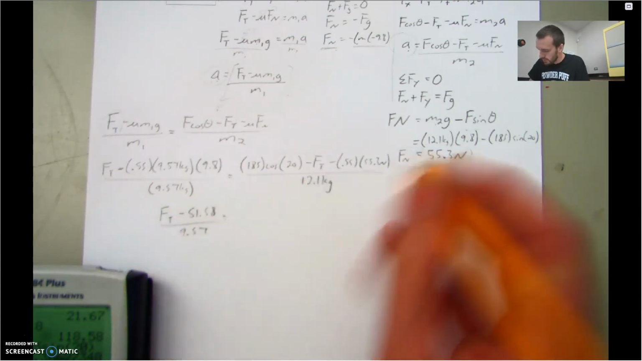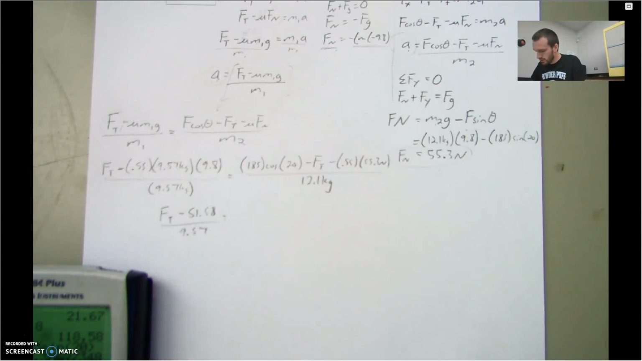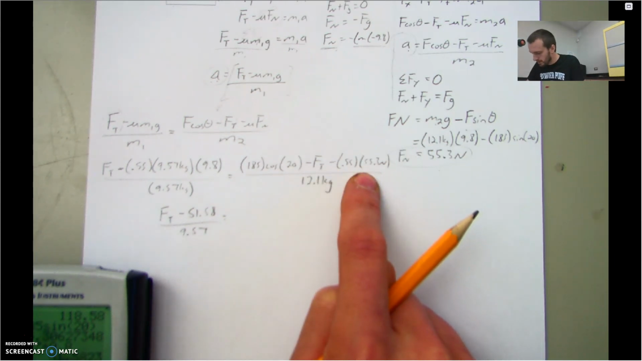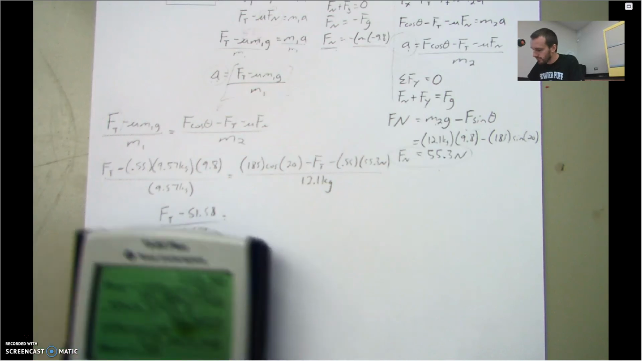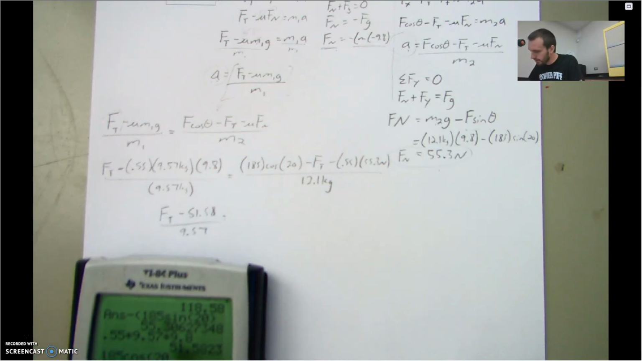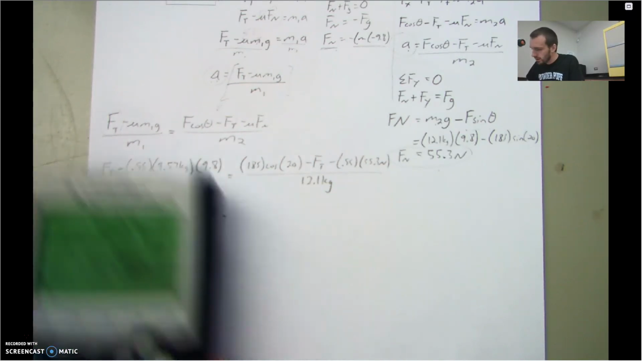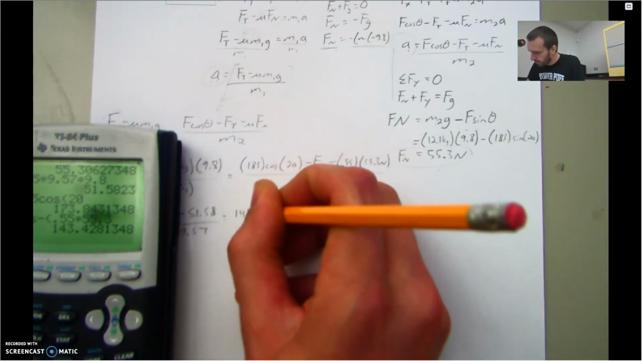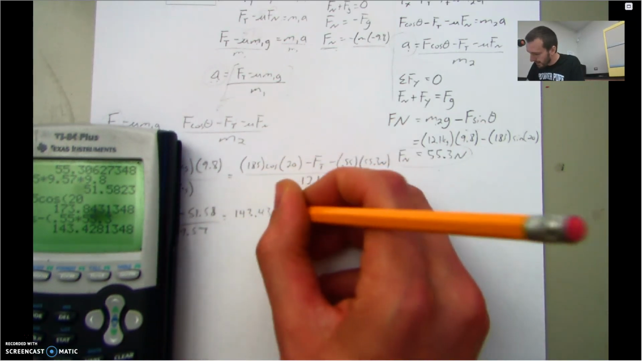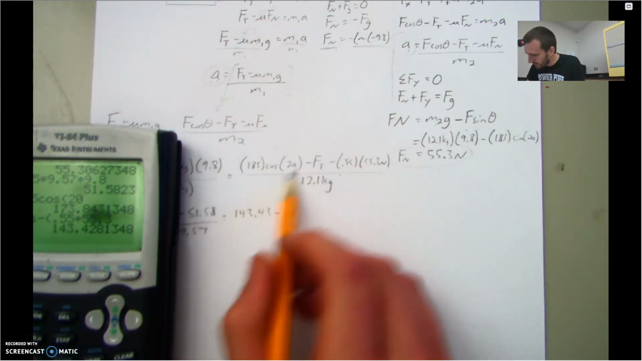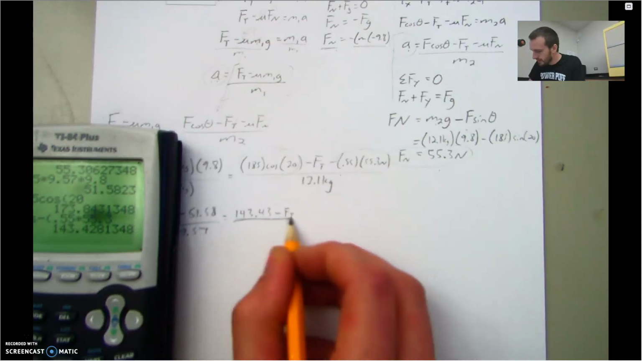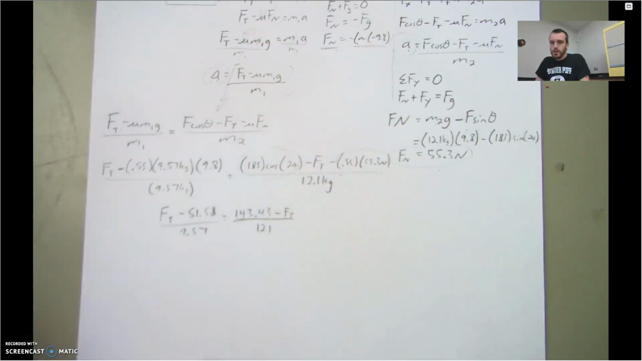9.57 equals, I do 185 cosine 20, and you notice that's going to be subtracting this from it, so we do minus 0.55 times 55.3, and that is going to get me 143.43 minus FT. All right, what I just did is I just combined this and this together. They end up adding up to that number. That's divided by 12.1.